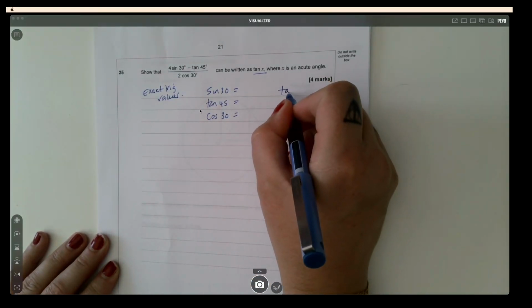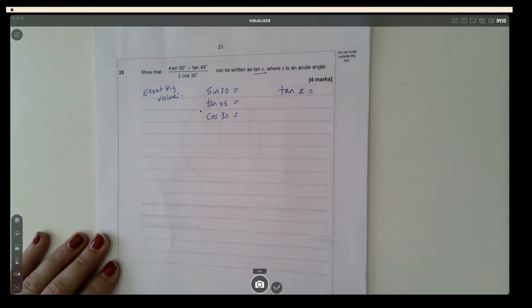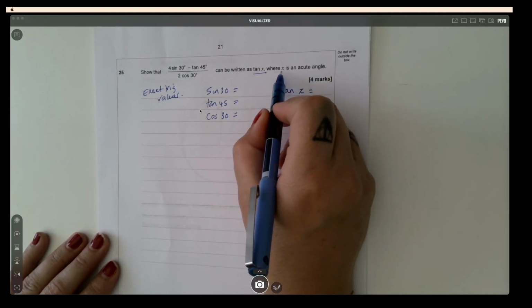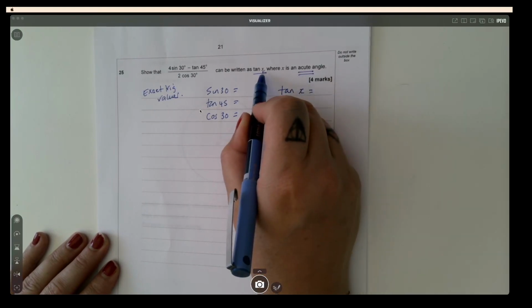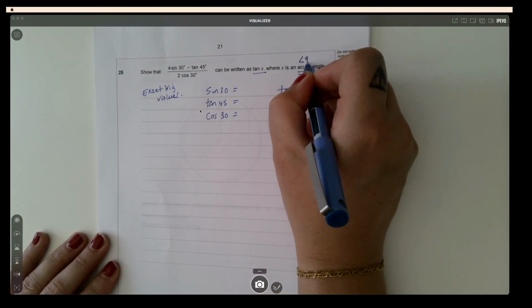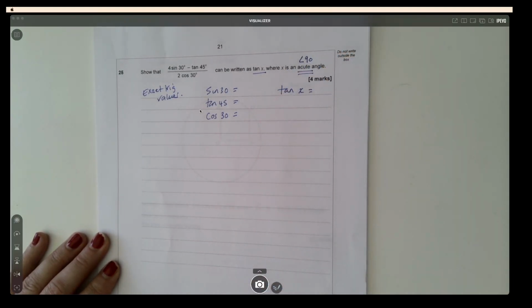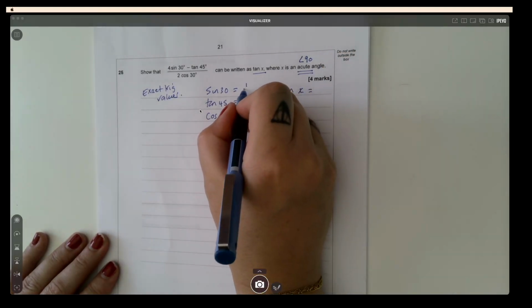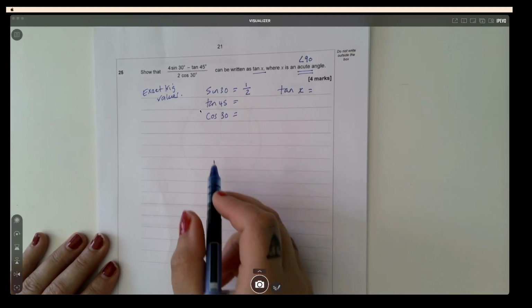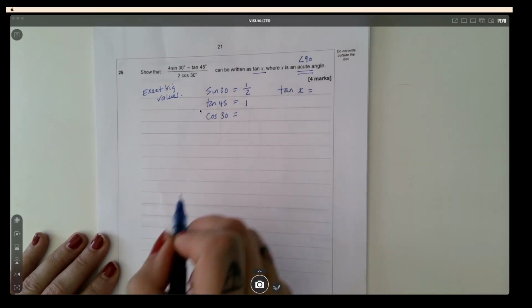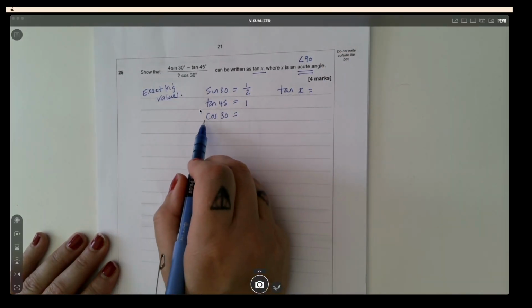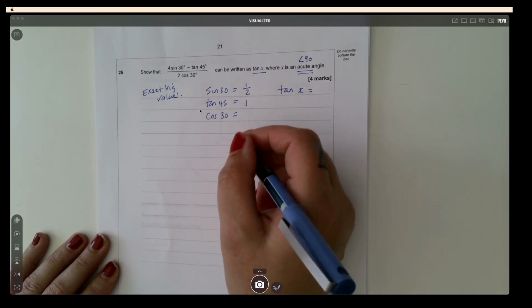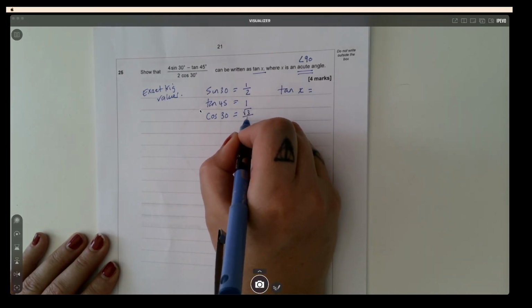We'll also need to know what tan x equals, but we can deal with that towards the end of the question, where x is an acute angle, so x needs to be less than 90. So that's worthwhile bearing in mind. So the exact trig value of sin 30 is a half. The exact trig value of tan 45 is 1. And the exact trig value of cos 30 is root 3 over 2.